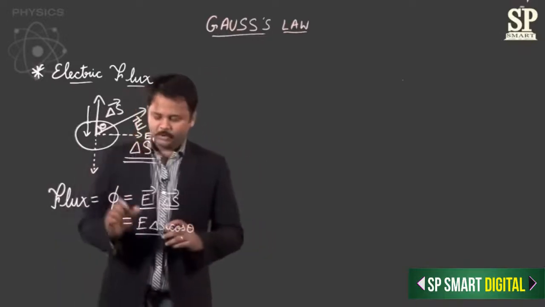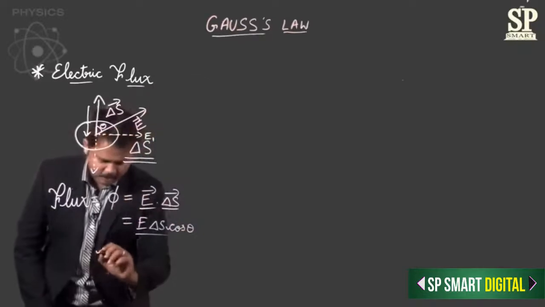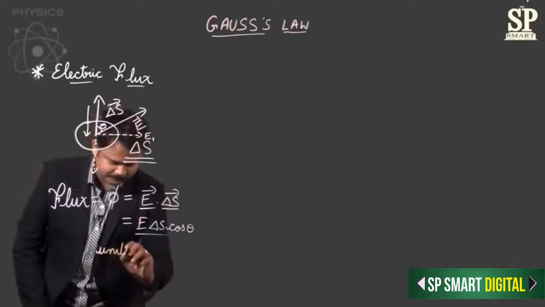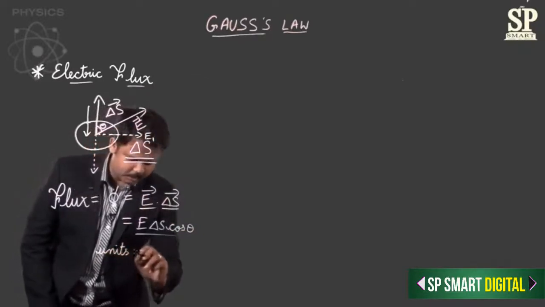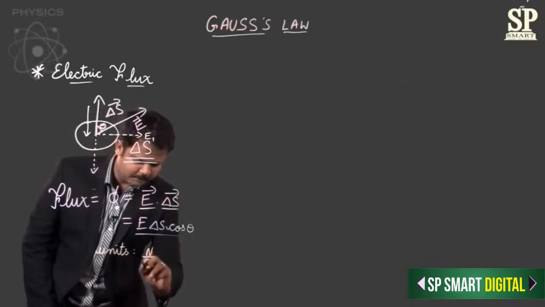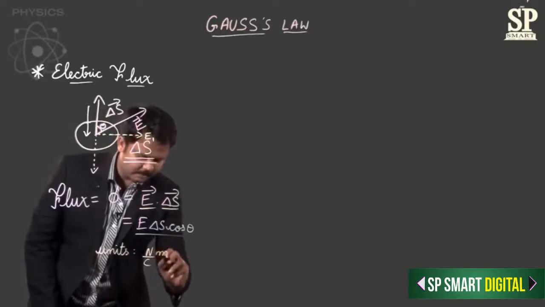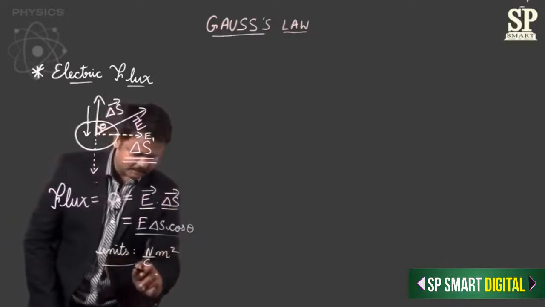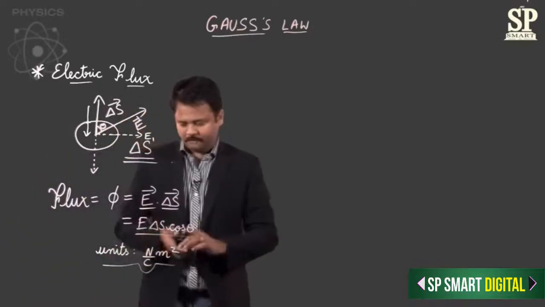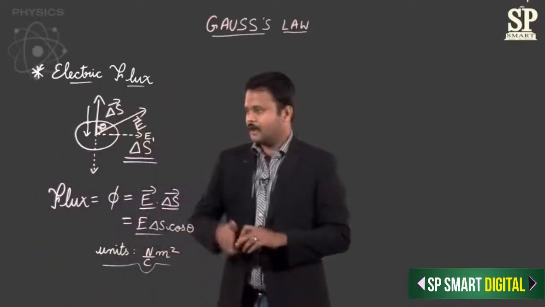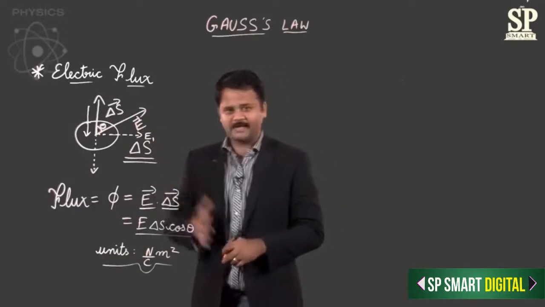As such, the units for flux, if I want to write, it becomes equal to newtons per coulomb and then meter square. So this is the units of flux. We will be often using these units. Now let's kind of generalize this concept.